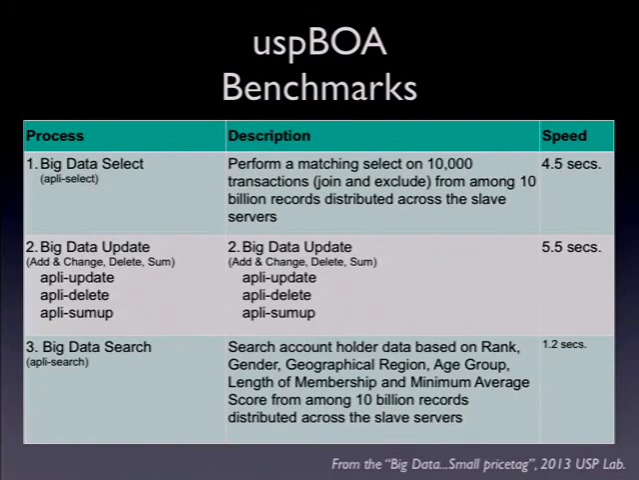And another benchmark. The big point is the last one, big data search. Searching for a person's data from 10 billion records takes just 1.2 seconds. All data is on tmpfs and each node is connected via 10 gigabit NIC, so we can get this speed. No database, no middleware, just commands of the operating system, shell scripts.